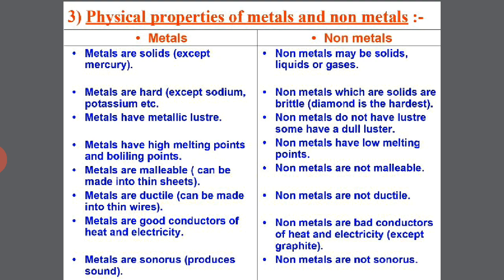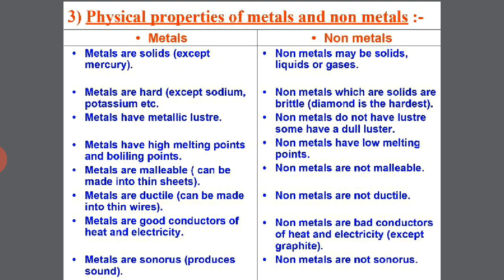Metals are malleable. They can be converted into thin sheets, but non-metals are brittle. They will break up easily, so they are not malleable. Metals are ductile, can be made into thin wires. Non-metals are not ductile. Metals are good conductors of heat and electricity. The reverse is the case with non-metals. They are bad conductors or insulators of heat and electricity, except graphite. Graphite is an exception.